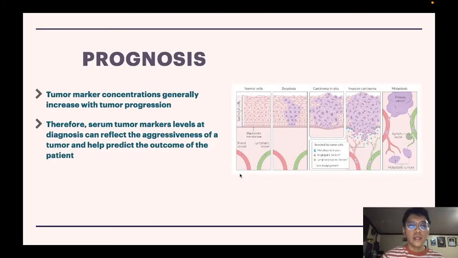Okay? Next, prognosis. I mentioned this earlier: when there is an increase in the tumor markers, there is actually a more aggressive, more advanced cancer. So when our tumor markers are high, you can say the patient is very difficult to treat. So you have to give aggressive chemotherapy, aggressive medication to our patient to stop the cancer.